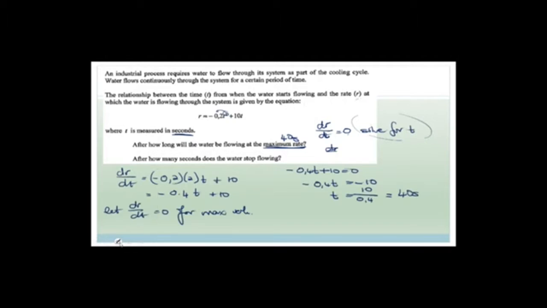So what we can do is, okay, I'm just going to remember 40 seconds. We can say that this is 40 seconds. We can let r equal zero and then solve for t. So if we let r equal zero, we've got zero is equal to minus 0.2t squared plus 10t. And now we need to solve for t. So we get t times (minus 0.2t plus 10) equals zero.